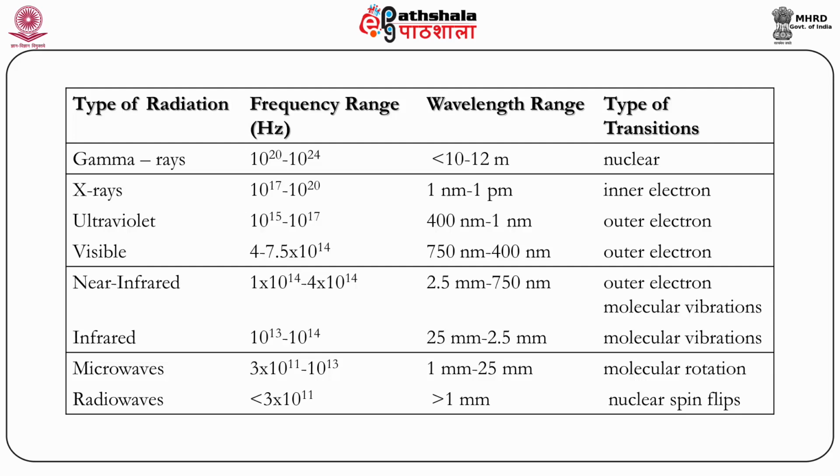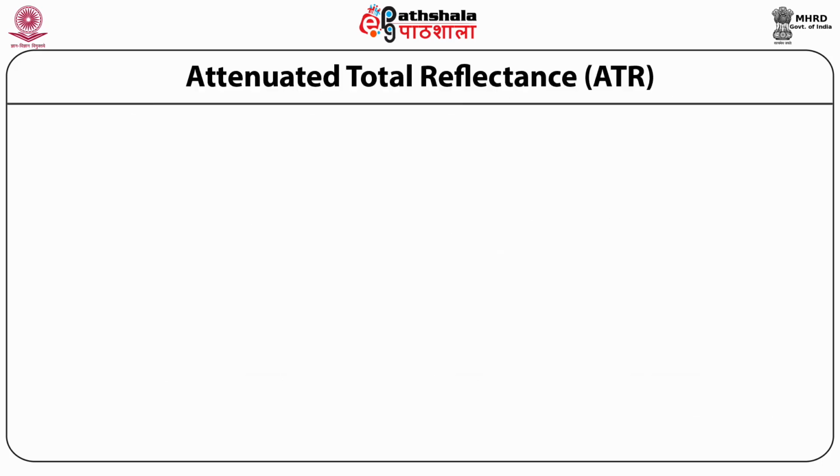Infrared is 10^13 to 10^14 Hz, and the wavelength range is 25 micrometer to 2.5 micrometer. The frequency range of microwaves is 3 × 10^11 to 10^13 Hz, and the frequency range of radio waves is less than 3 × 10^11 Hz, as shown in this slide.